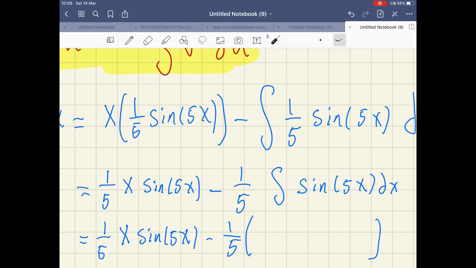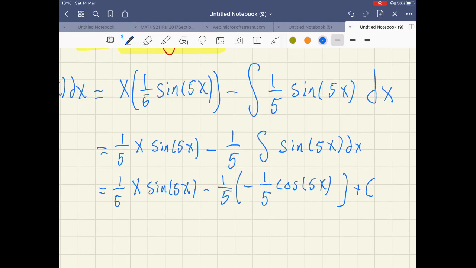Now we need to do this integration. You do this integration here. What is the integral of sine? It is minus cosine 5x. And because of the 5, I need to multiply by 1 over 5. So it would be minus 1 over 5 cosine 5x plus the constant of integration. And that's what we should get.